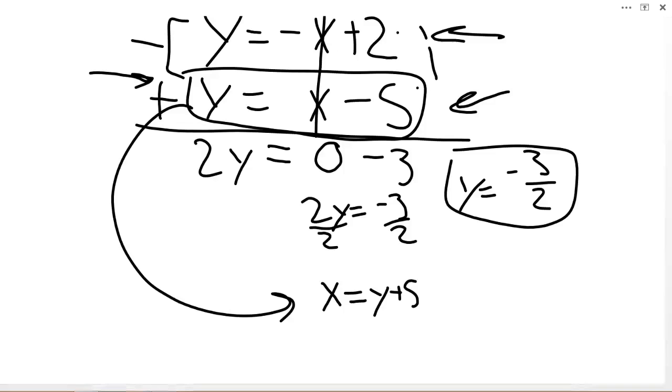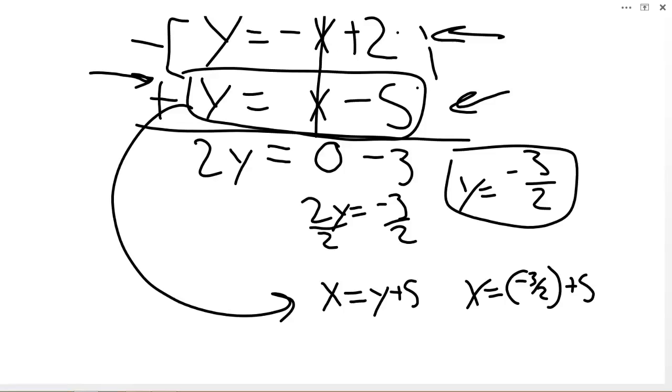Okay, so we got our y. We said our y is negative 3 over 2. So let's plug our y into our equation. So we get x equals negative 3 over 2 plus 5. If you have a calculator, or if you want to do it the old-fashioned way, go ahead and add them. I'm going to use my calculator because I have it right here. So negative 3 over 2 plus 5, and I got, let's see.